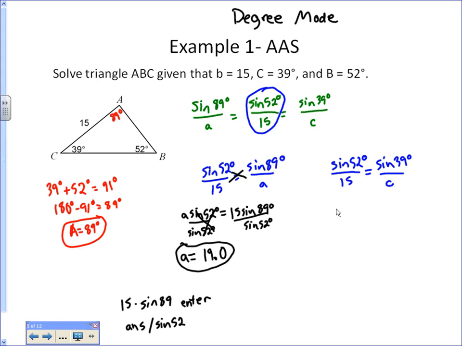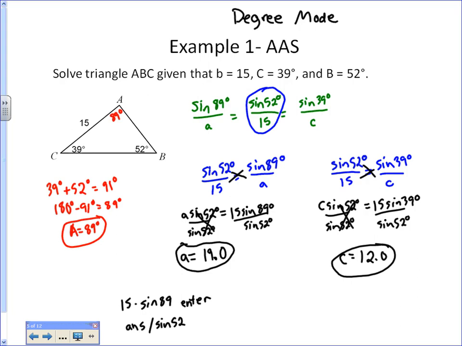And then I would do the same thing for C, where I would cross multiply. So I'm saying C sine 52 degrees equals 15 sine 39 degrees, which means I'm going to divide by sine of 52 on each side. So C equals 15 sine of 39 enter divided by sine of 52 enter. I get 11.9792855. If I round that to the nearest tenths, that is 12.0.